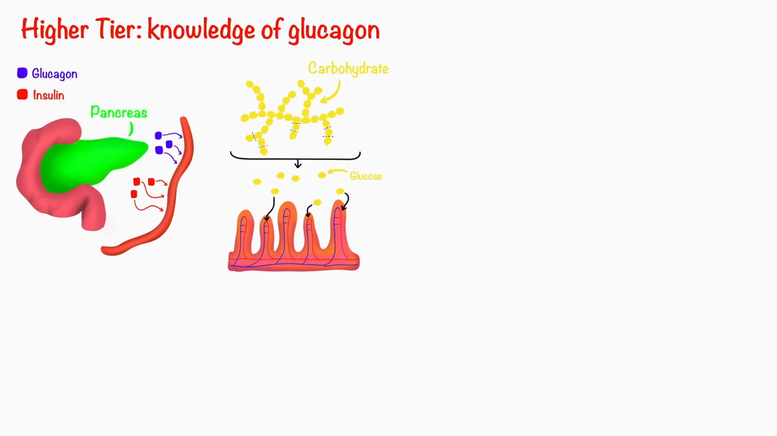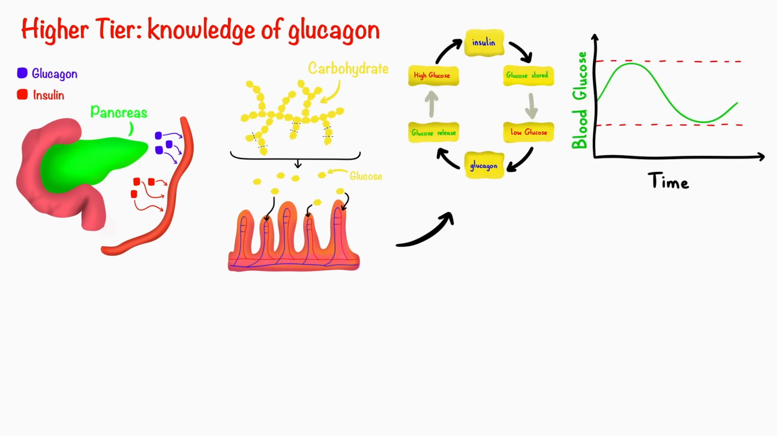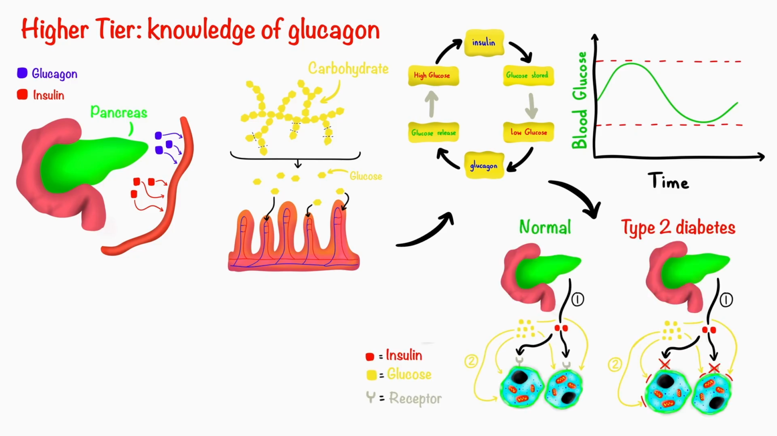Let's begin by going over what we'll cover. First, we'll examine what affects blood glucose levels in our bodies. Next, we'll look at how insulin and glucagon work together to maintain balance. Finally, we'll explore what happens when this control system doesn't work properly in diabetes.